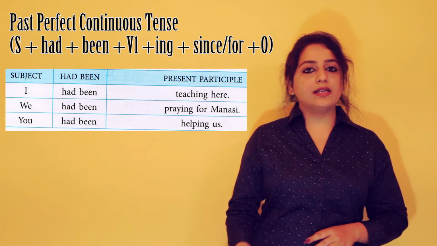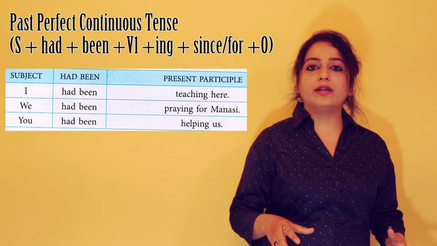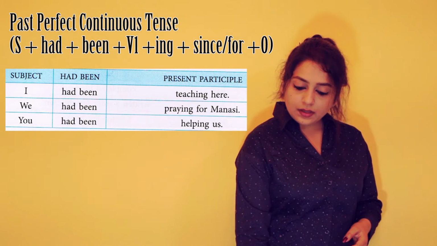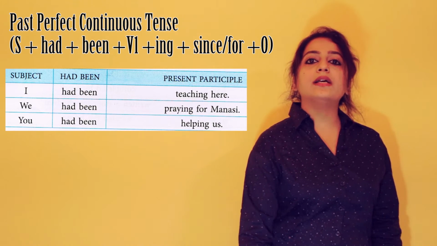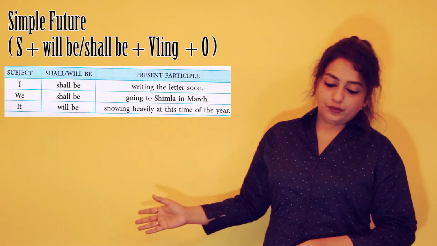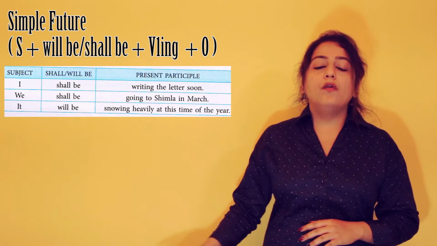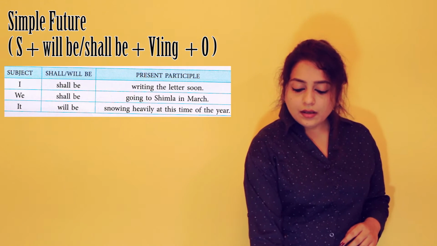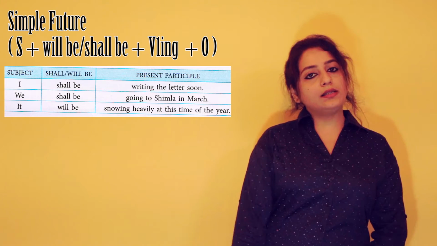Past perfect continuous tense. Past perfect continuous tense shows that the action was in progress when another action had just begun. So we should see the structure. Subject plus had plus been plus V1 plus ing plus since or for plus object. So we will move on to simple future. Simple future shows that the action will happen somewhere in the future. We don't know when it will happen, but it will happen in future. So we will see the structure. Subject plus will be or shall be plus V1 plus ing plus object.